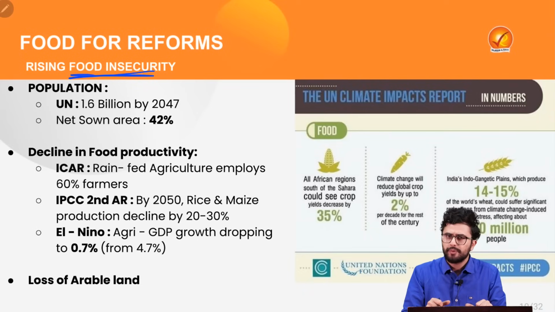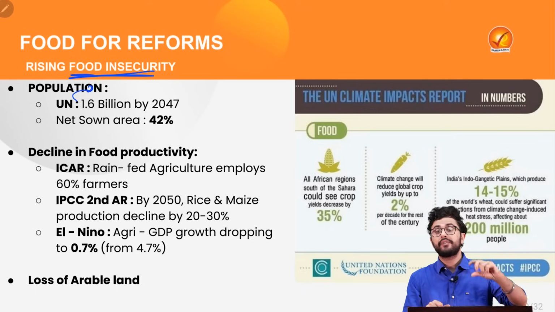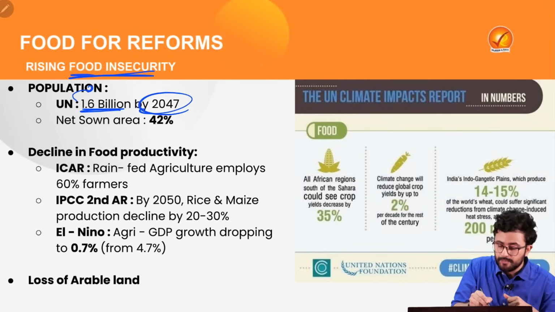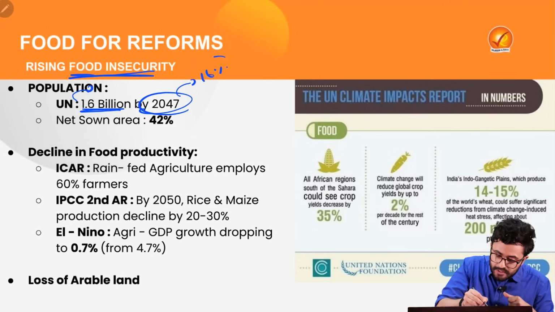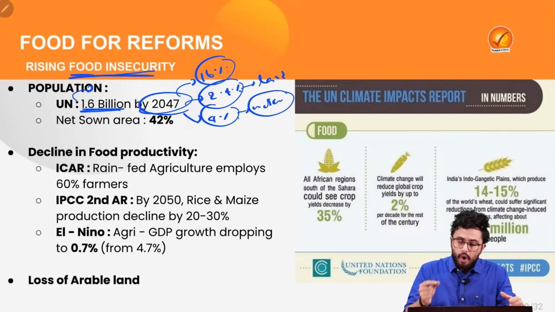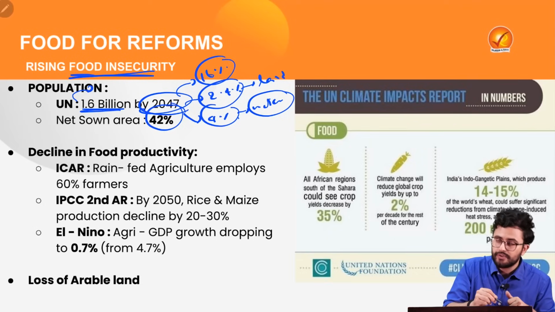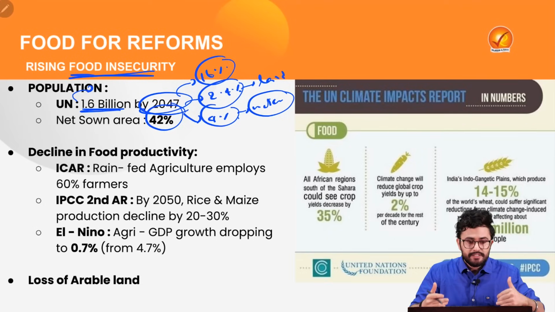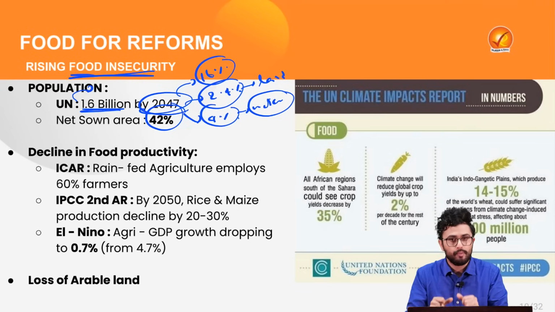As per the United Nations report, India is currently the most populous country in the world, and our population is further going to increase up to 1.6 billion by the year 2047. Thus, to feed this 16% of the world's population, we only have 2.4% of the land surface and 4% of the water resources at our disposal. Also, as per the Indian Council of Agricultural Research, currently the net sown area in our country stands at 42%. And this net sown area cannot be drastically increased in the future because we are already overpopulated.